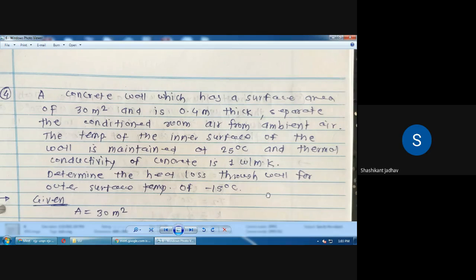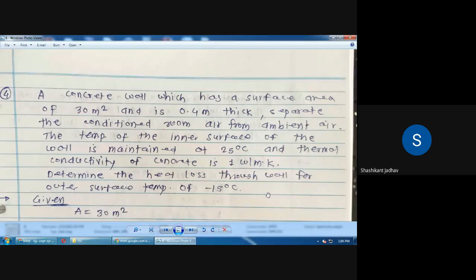What is meant by heat? What is meant by conduction, convection, radiation? What is meant by Fourier's law of heat conduction? So all these concepts are related to the heat transfer subject, so we have to understand them. Okay, what about others? Only 5 students have put their answer in the chat box. What about the remaining?